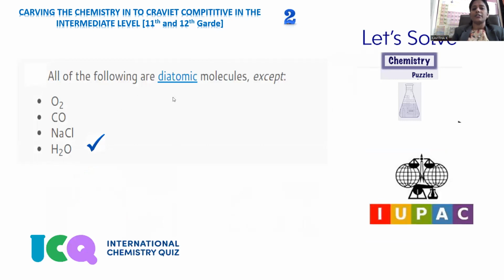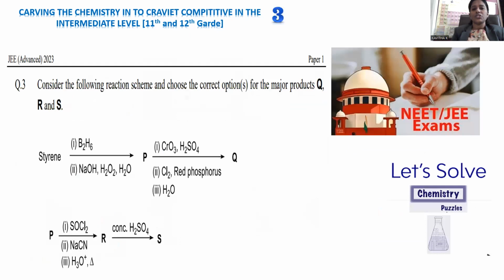For the given question, oxygen is diatomic, carbon monoxide is also diatomic, sodium chloride is an ionic diatomic molecule, but water is a covalent triatomic molecule. So the right answer will be 4. For question number 2, option number 4 is the right answer. Move on to question number 3.